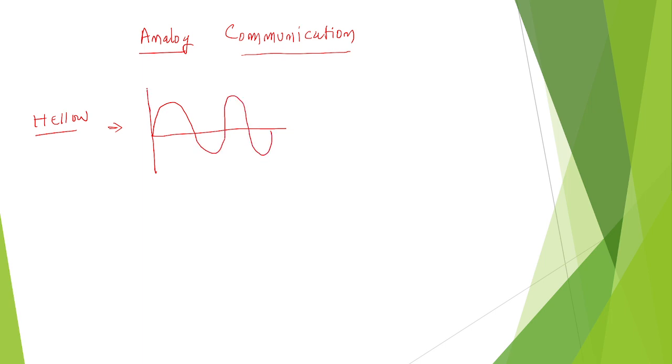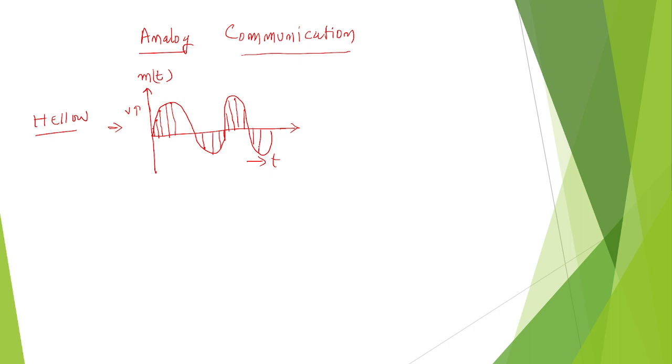This is a message, you said hello, that is named M of t. This is an analog signal because it is defined for each and every value. At the first second, what is the voltage? Second, what is the voltage? Third second, fourth second, even nanoseconds, fifth nanosecond, like this. An infinite number of times the signal is defined. That's why it is an analog signal.